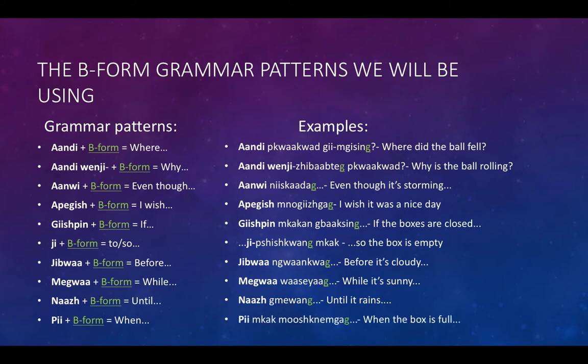And our last one we'll be using is P plus B form equals when. So in our example, we have P mkuk moshnemguk, means when the box is full. P meaning when, mkuk, box, and then we have our VII word moshnemgud, which means it is full, and then we have our B form suffix G.